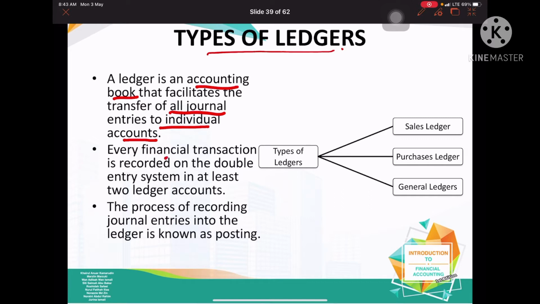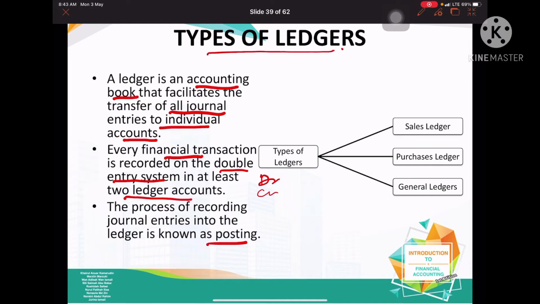Every financial transaction is recorded on the double entry, which means that we have one debit and one credit. So with double entry, there are at least two ledger accounts, one for debit and one for credit. The process of recording journal entries into the ledger is known as posting, which means that we post from the journal to the ledger.